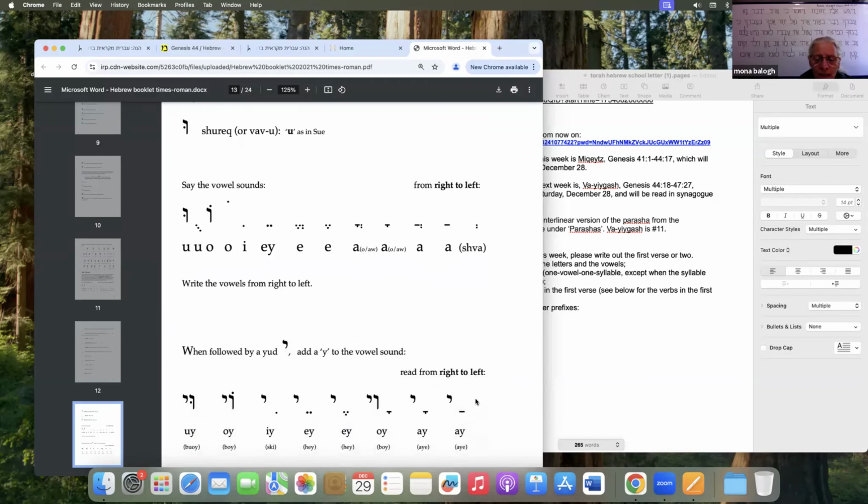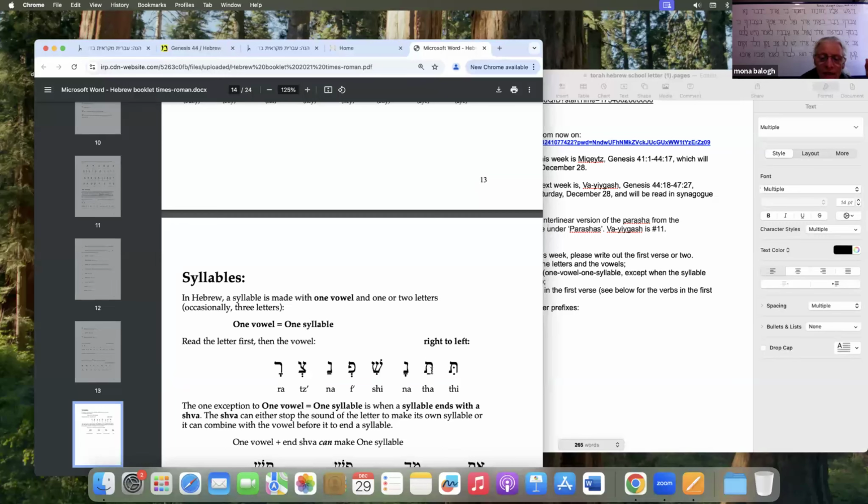Sav or tav, we're going to always pronounce the tav not as a sav, but as a t. So I'm going to say tav patach, ta. Nun kamatz, na. Shin hirek, sh. Fe shava, f. Nun patach, na. Tzadi shava, ts. Resh kamatz, ra.